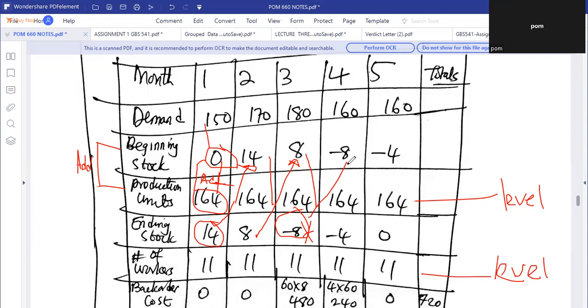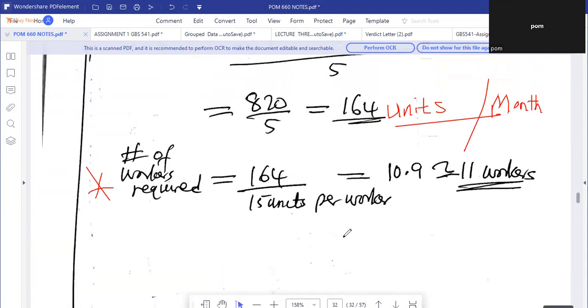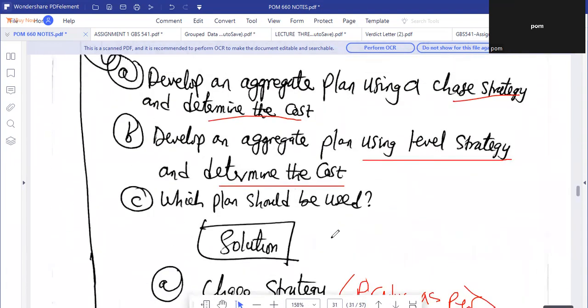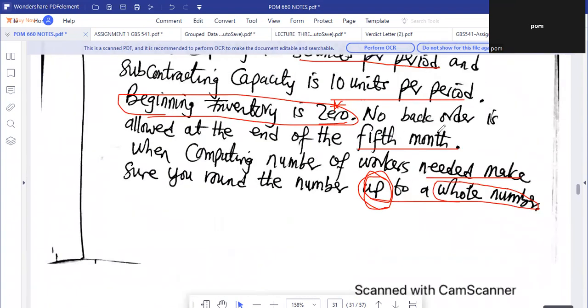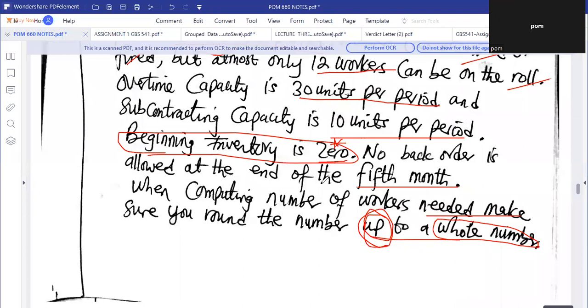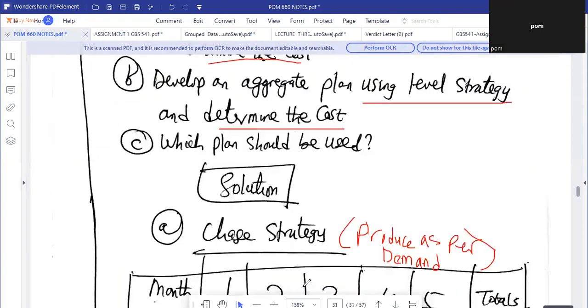You can come here. This is our beginning stock. In fact, we have a back order. When you add these two and subtract that, it gives us -4 as ending stock. So this will be our beginning stock here. You add here, these two are 160, so it's 0. That's why they are saying that in the 5th month, there should not be any back order. No back order is allowed at the end of the 5th month. We are coming back to this statement. All right, then we move on.